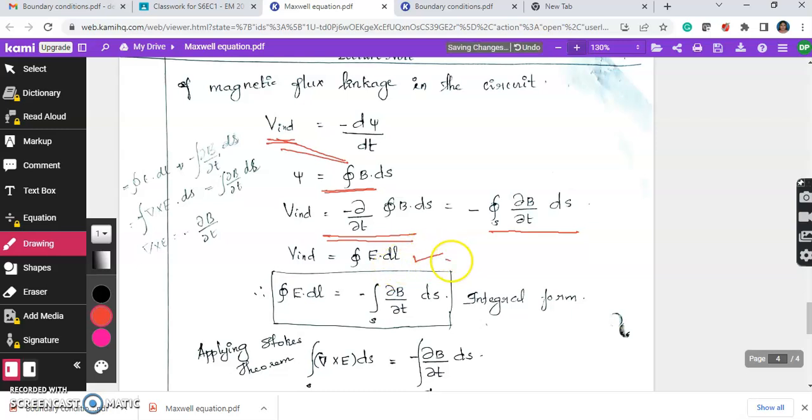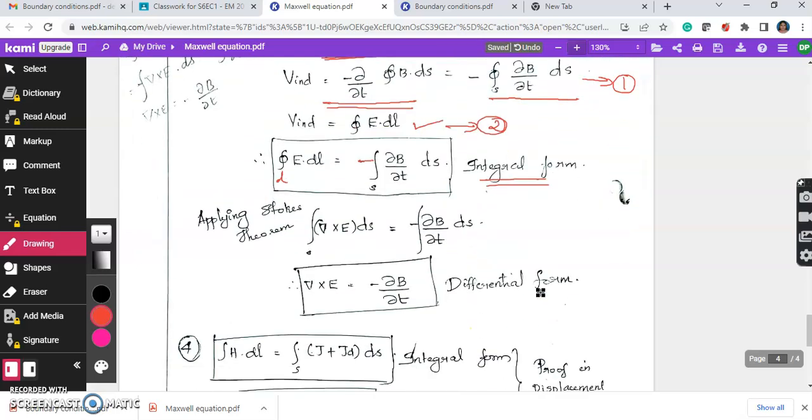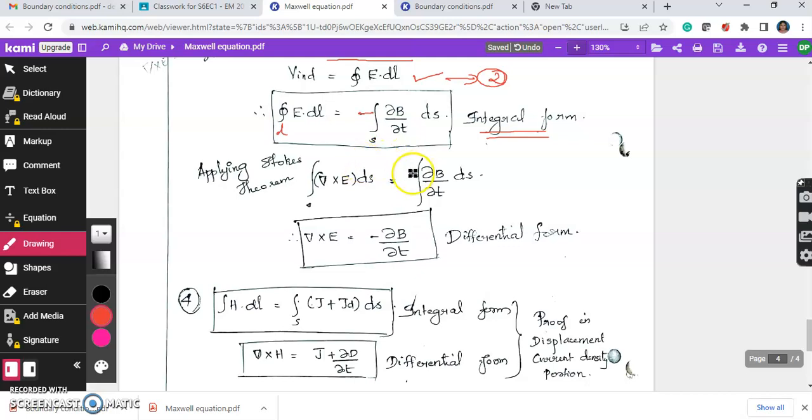So if you are comparing these two equations, let this be 2 and this be 1. Comparing these two, I can write line integral E dot dl is equal to minus surface integral dou B by dou t ds. This is actually the integral form of the third law. Now applying Stokes' theorem to this equation, I can write line integral E dot dl is equal to surface integral del cross E ds, and that is same as the RHS, that is minus dou B by dou t ds. Therefore I can write del cross E is equal to minus dou B by dou t. That is the differential form of the third law.